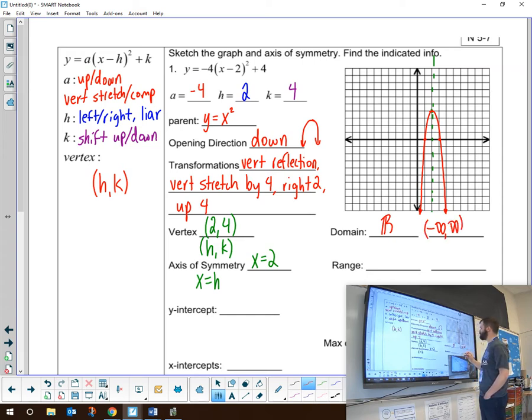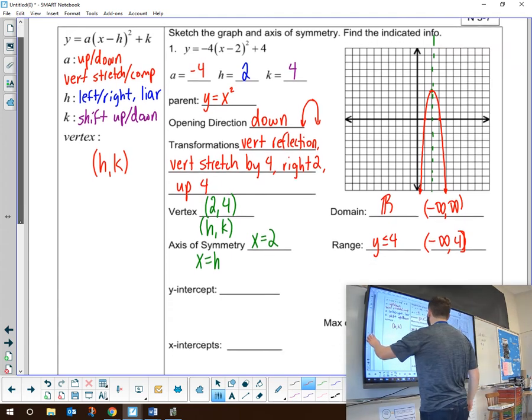Okay? My range, however, remember your range is your up and down. On this particular graph, we're going to go all the way down, but we're going to hit a high point up here. So we're going to go all the way down, but the highest point that we can go is 4. So it's going to be y is less than or equal to 4, or negative infinity to 4 with the brackets on it because it's also equal to.